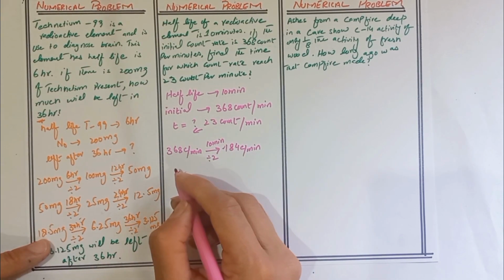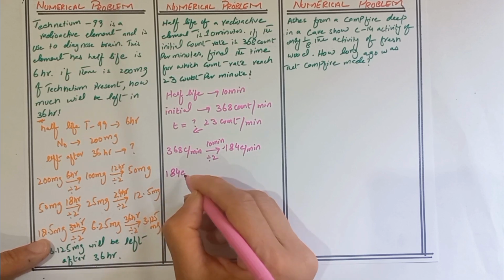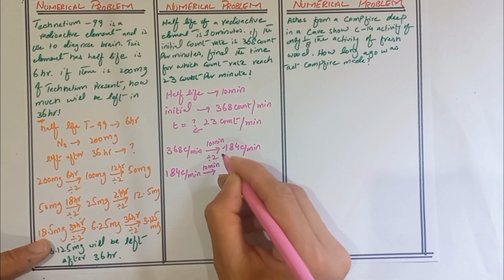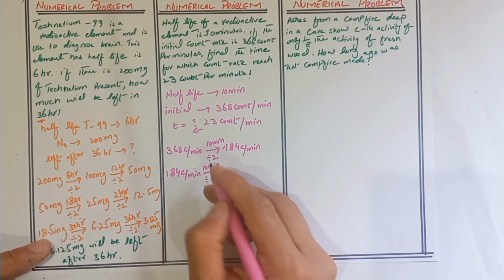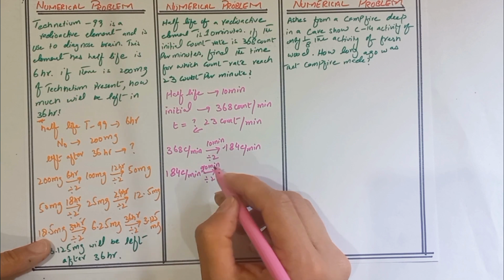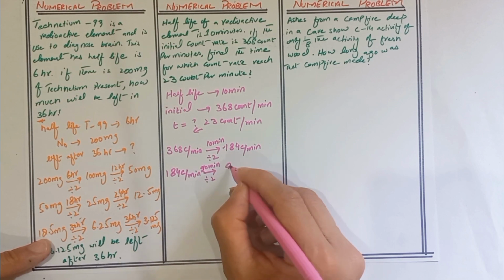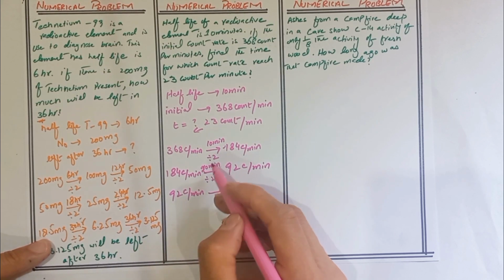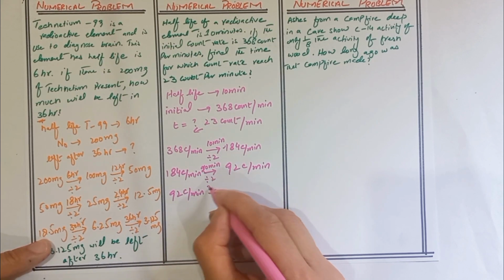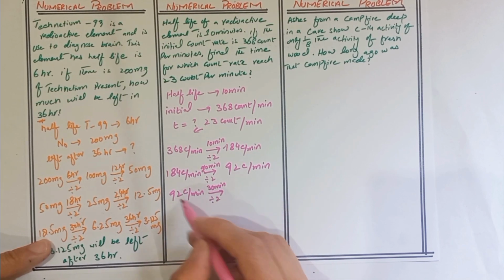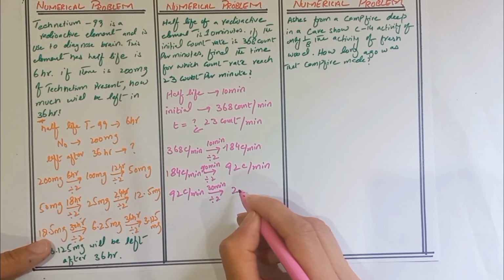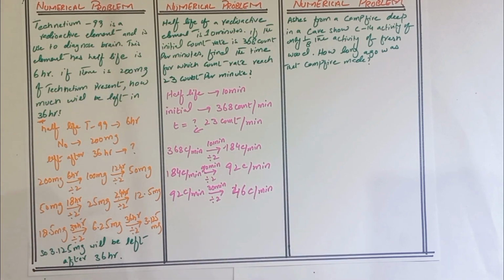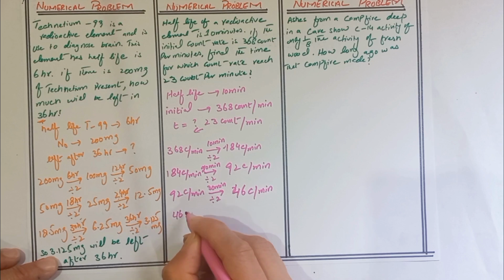We are calculating for 23 counts per minute. So here 184 counts per minute. Again 10 minutes of half-life pass, so it becomes 20 minutes. After 20 minutes it becomes 92 counts per minute. Again 10 minutes pass, we add 10 to 20 and get 30 minutes. After 30 minutes, again half of this count rate, it becomes 46 counts per minute.